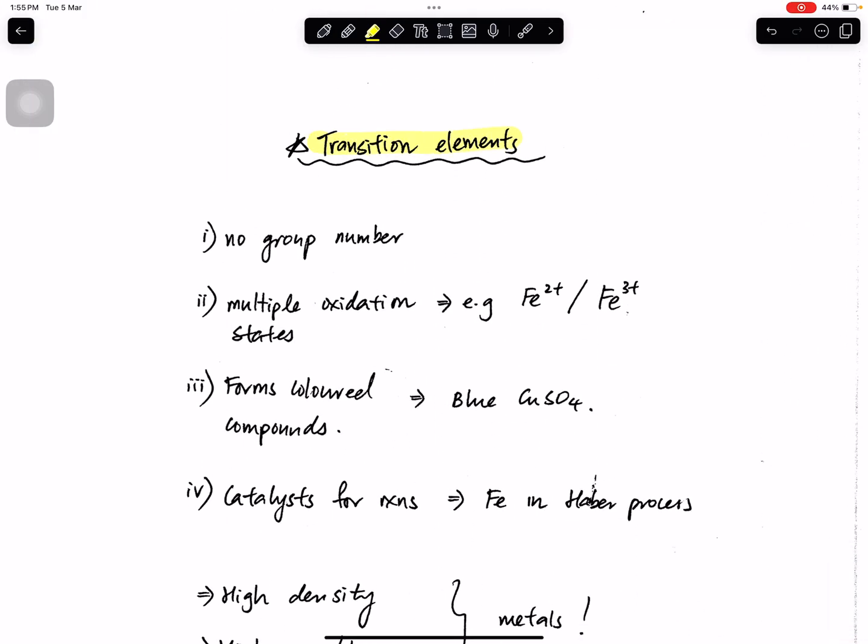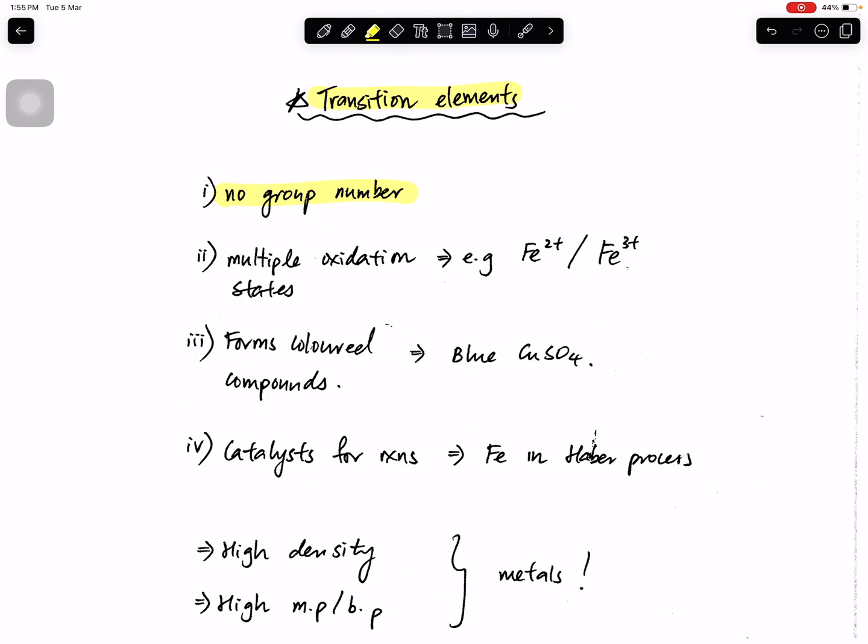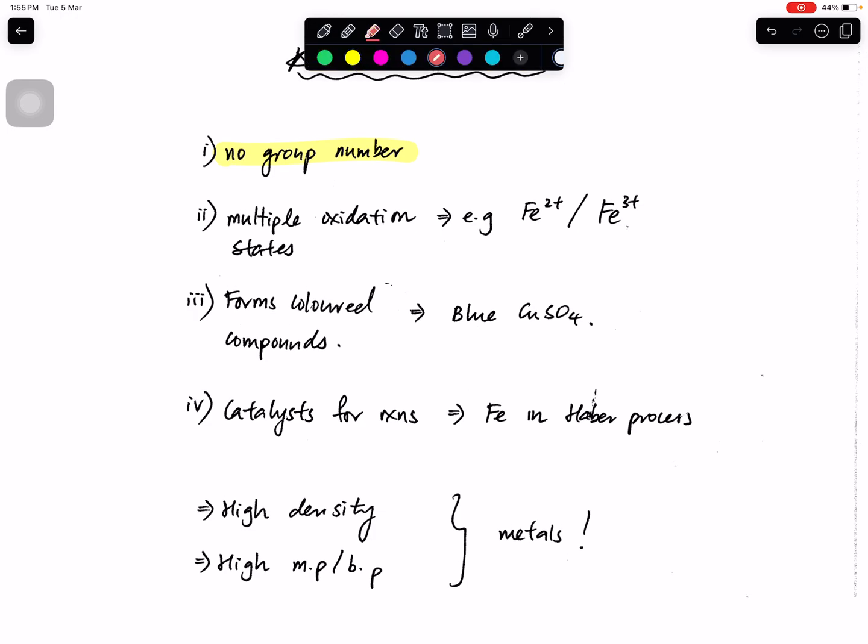When it comes to your transition elements, they are actually in the middle of your periodic table. You'll realize that they have no direct group numbers above them, but that will change in the future. Next will be the more important points, so I'll highlight them in red.